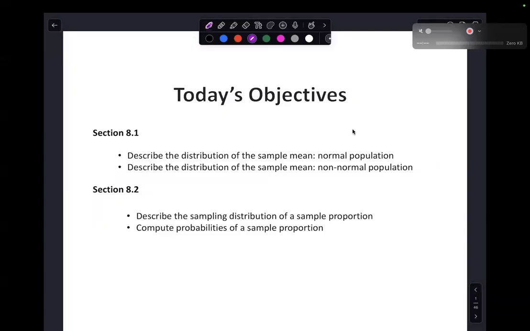So the first thing we're going to do is describe the distribution of a sample mean when it's a normal population. Then we're going to spend, I think, one slide, maybe two, looking at a non-normal population. Then at 8.2, we're going to look at the sampling distribution of a sample proportion and then calculate some probabilities there. I know we've done probabilities before. These are going to look a little bit different, but not a ton, so hopefully they won't be too far removed from what we did in chapter 7.